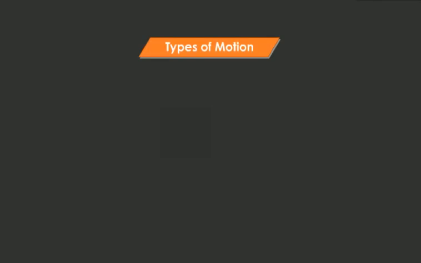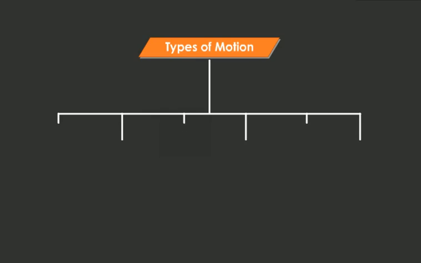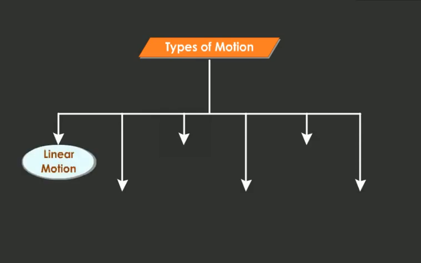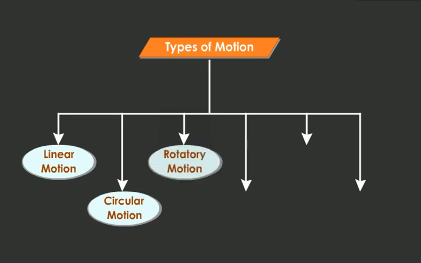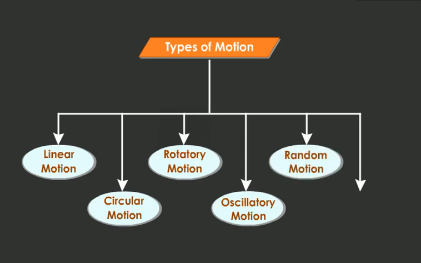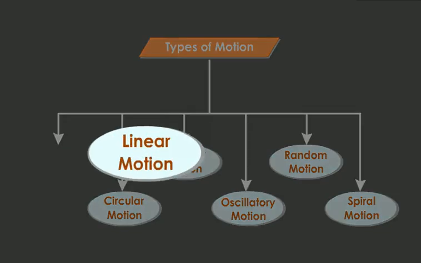Students, there are different types of motion, namely linear motion, circular motion, rotatory motion, oscillatory motion, random motion, and spiral motion. Let us first know what is linear motion.